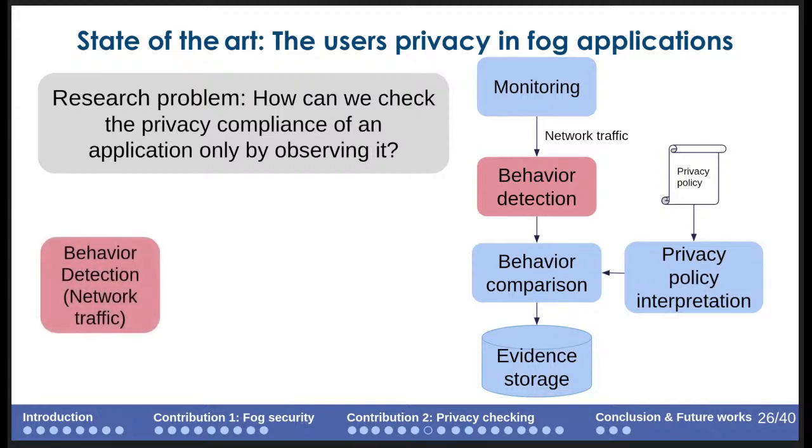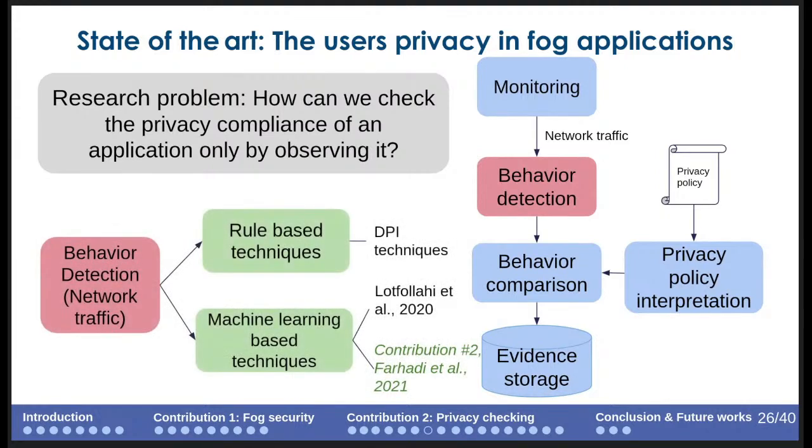On using network traffic for behavior detection, we can group the works in two main categories. There are works that use rule-based techniques. For example, packet inspection techniques analyze the network packets, for example, the payload, in order to understand the type of data. But this technique is first intrusive because it accesses the information inside the packets. And also when the network communication is encrypted, they do not perform well.